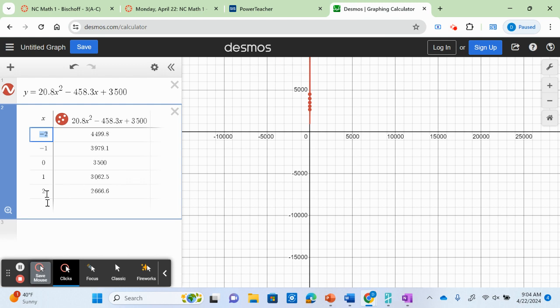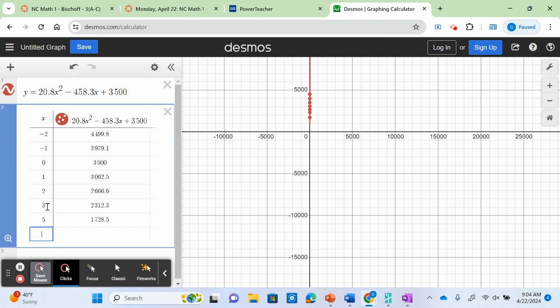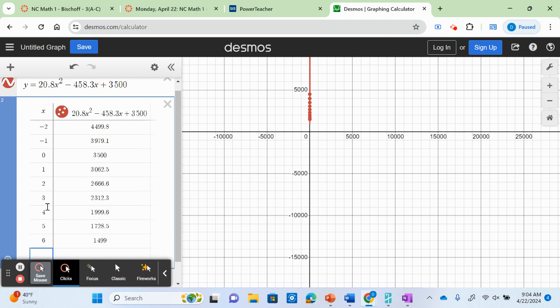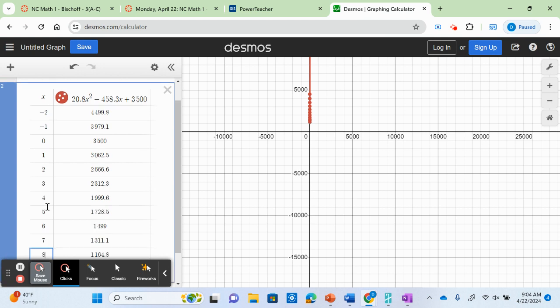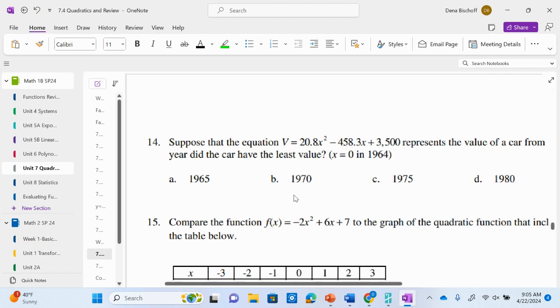When x is 2, it's worth $2,666. 3, 4, 5, 6, 7, 8. Do you guys see how it's going down? 9, 10, 11. What are the years that we're looking for? 12, 13. So what happens after 12? It starts increasing.